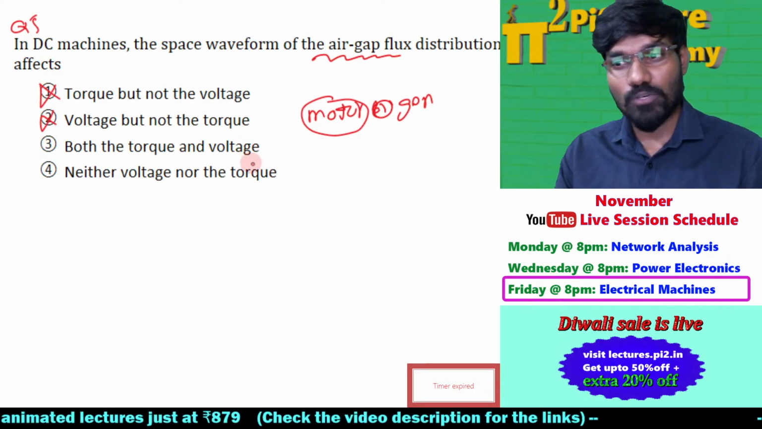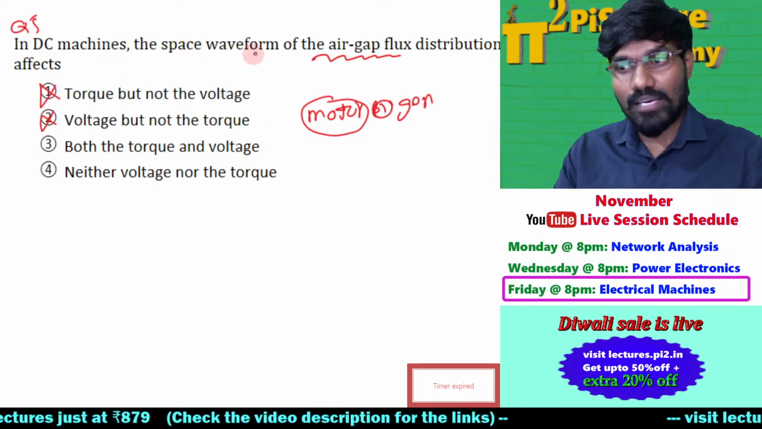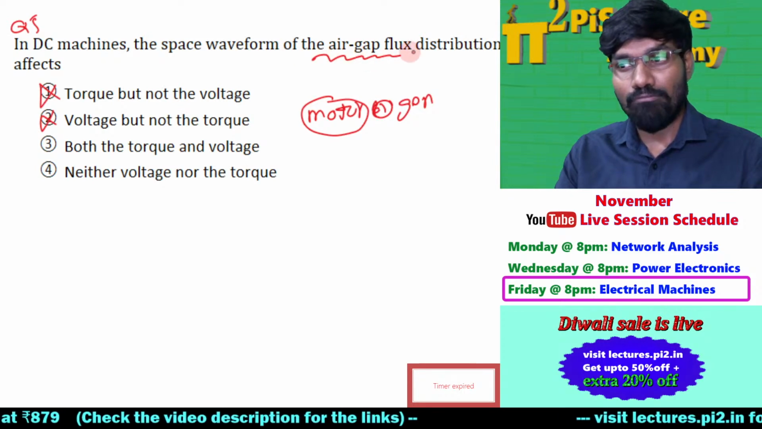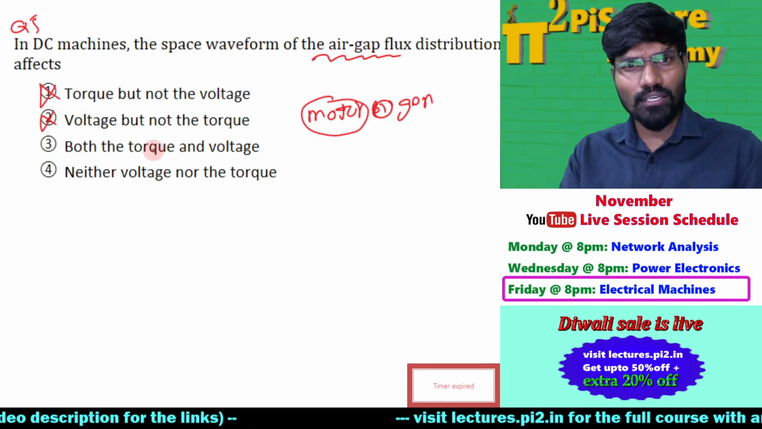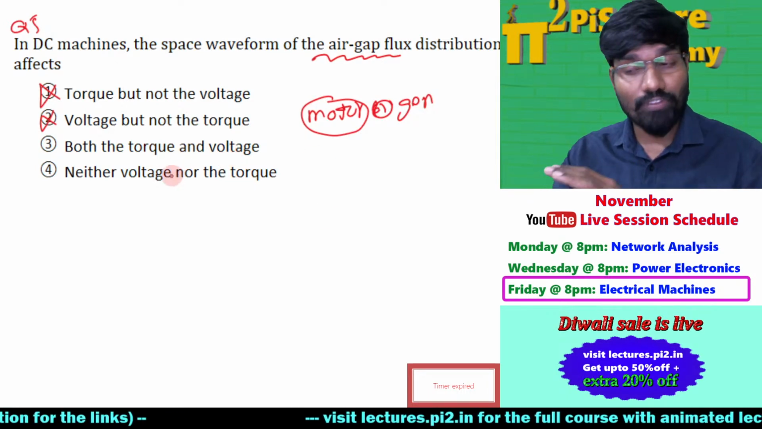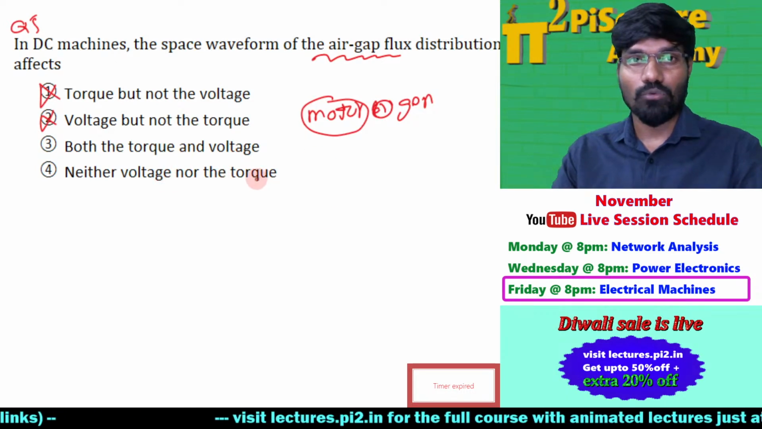Either of these two is possible. Okay. The space waveform of the air gap flux distribution affects, either if it is affecting torque, it will affect voltage also. If it is not affecting the torque, it will not affect the voltage also.